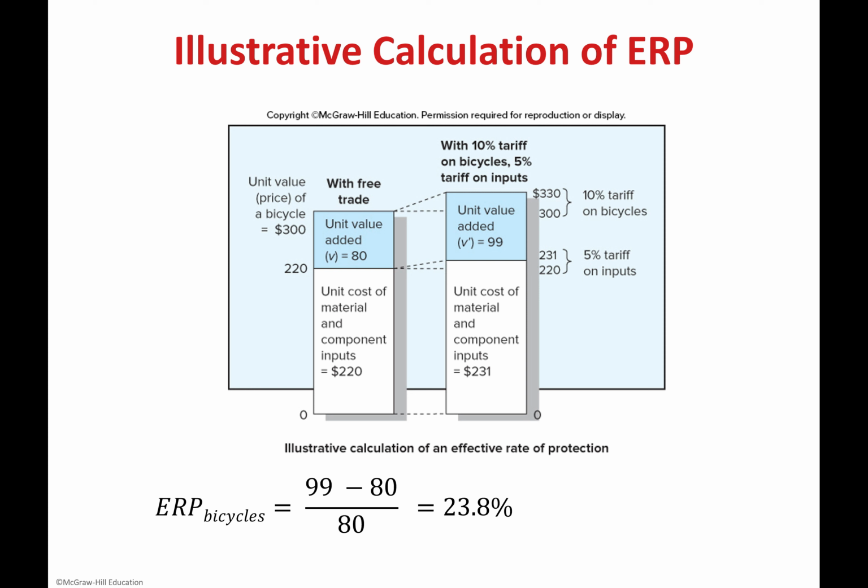So the calculation that we then do to look at the effective rate of protection is 99 minus 80 over 80. So it comes to 23.8% for bicycles. Notice that we're talking about the bicycle industry, and of course we assume that the bikes that are sold domestically are the same price as the bikes that are imported into the country. So that's how we do that calculation.